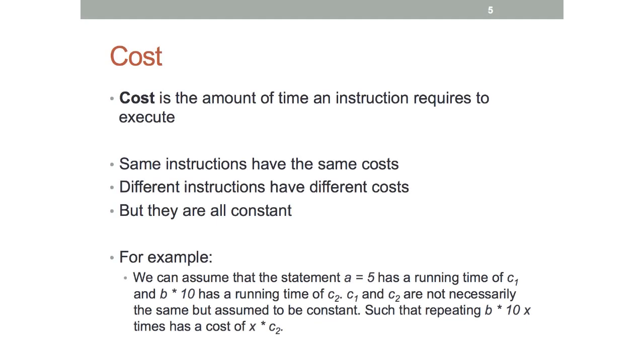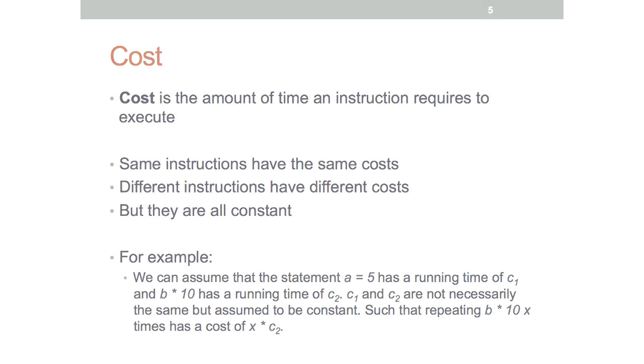Let's talk about cost. Cost is the amount of time an instruction requires to execute. We can assume that the same instructions have the same costs, and different instructions have different costs, but they're all constant. For example, we can assume that the assignment operation has a running time of C1, and the multiplication operation has a running time of C2. C1 and C2 may or may not be the same, but we know that they're constant, such that repeating the multiplication operation x times has a cost of x times C2.